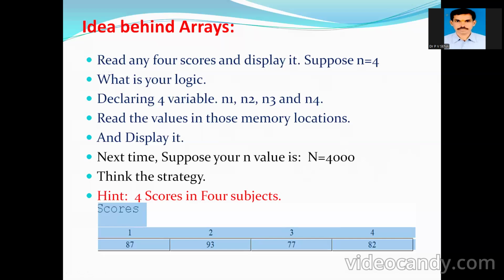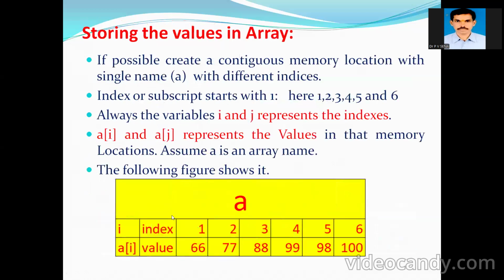Yes, there is a provision. The hint is: for scores in many subjects, you declare the name only once, with different indices 1, 2, 3, 4, up to the n value. In these particular memory locations you can store the values. So the strategy is to declare contiguous memory locations, and if possible, create contiguous memory locations with a single name.